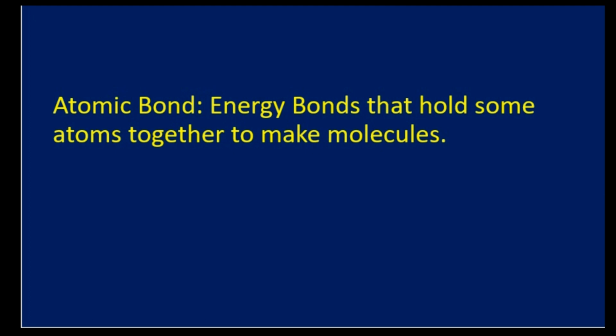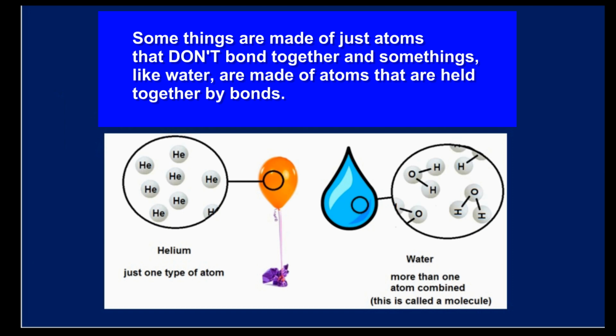Well, atomic bonds are energy bonds that hold some atoms together to make molecules. Okay, so there are 2 things that need to be explained there to understand that definition. First, some things are made of just atoms that don't bond together, and some things like water are made of atoms that are held together by bonds. And what holds them together is a type of stored potential energy called chemical energy.